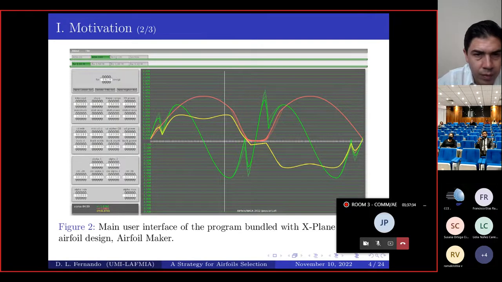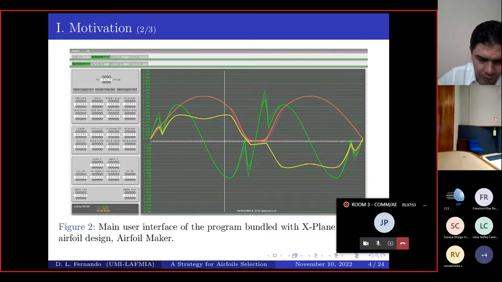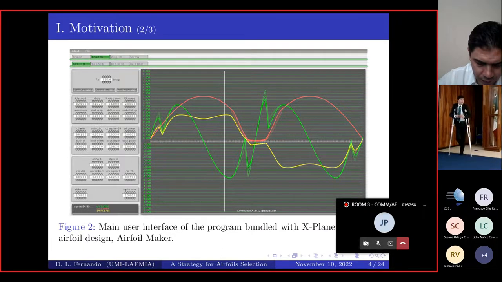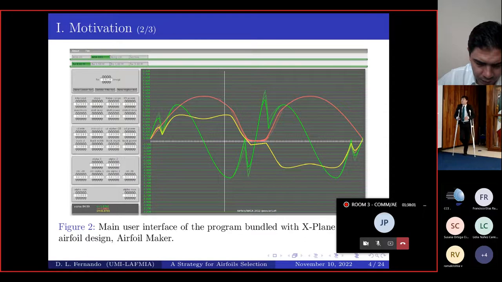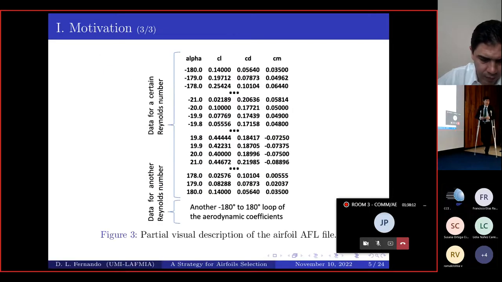For that, we can use another program that is also bundled with the X-Plane flight simulator, called Airfoil Maker. This program allows you to design airfoils based on an inverse methodology, which means that we use the aerodynamic characteristics of the airfoil to form it. The problem is that if we want a full design of an airfoil for the whole range of angles of attack, we have to get the information for every angle of attack. That is a very difficult, or I would say time-consuming, task.